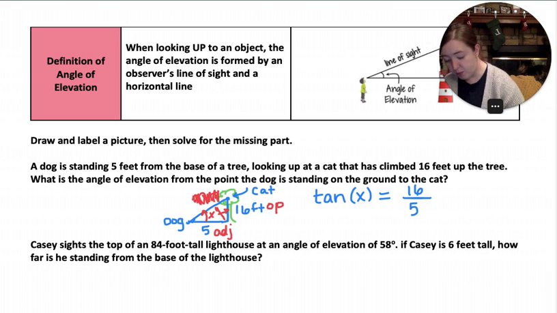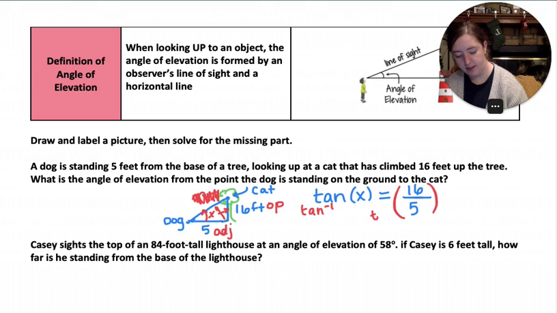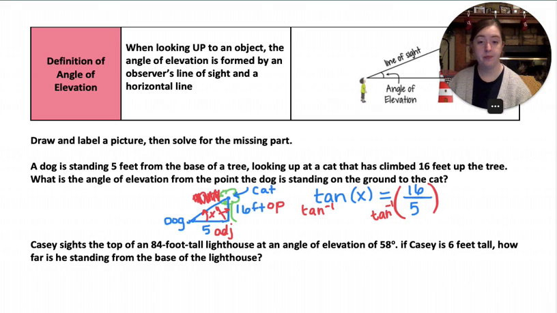So we want to get rid of tangent to get x by itself. So we're going to take the inverse tangent of both sides, or tangent with the -1 on it. Inverse tangent and tangent cancel each other out since they're inverse operations, and we're just left with x equals. Then we need to put the inverse tangent of 16 divided by 5 into our calculator.